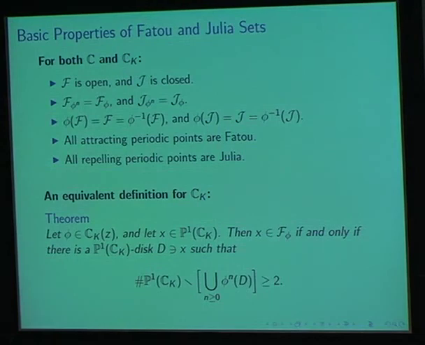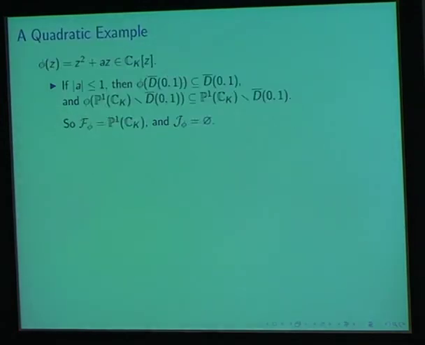And in practice, this is what you always use. If you want to show something is in the Fatou set, what you do is you find a disk where the union of all the iterates of that disk is easy to understand. If you want to show something is in Julia, you show that no matter how small a disk you take, you essentially cover everything. So this is the definition that's used in practice. All right, so here's just an example of these two things in a minute or so.